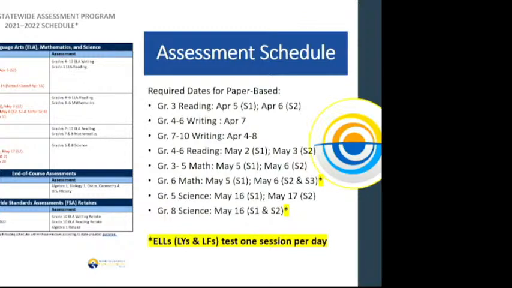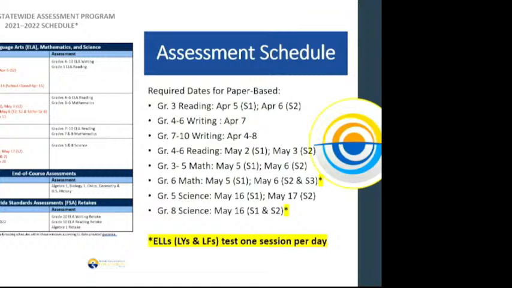As part of the presentation, you received a calendar, and those are our test dates. And you'll notice that the dates in red are paper-based dates. Those dates, students have to take the assessment on those days.